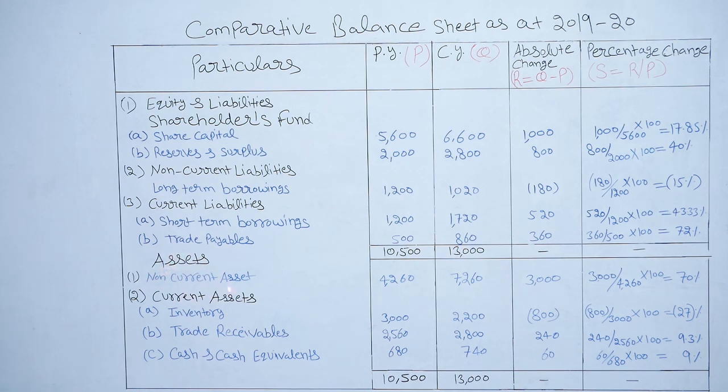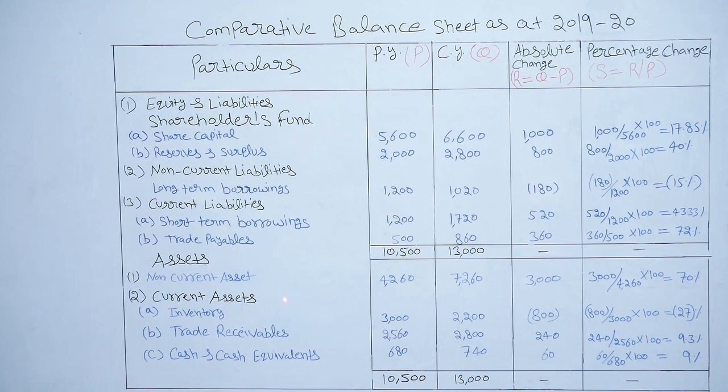Assets, non-current assets. Previous year non-current assets is 4,260 and current year non-current assets is 7,260. Absolute change: 7,260 minus 4,260, then we get 3,000 rupees as absolute change. Now we have to calculate percentage change. The formula is absolute change divided by previous year into 100. Absolute change is 3,000, previous year 4,260. So 3,000 divided by 4,260 into 100 is equal to 70%. It means our non-current assets has increased by 70%.